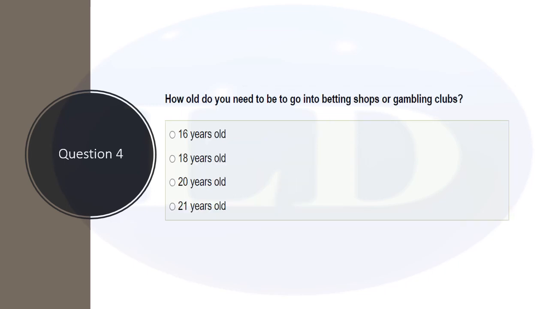Next, how old do you need to be to go into betting shops and gambling clubs?